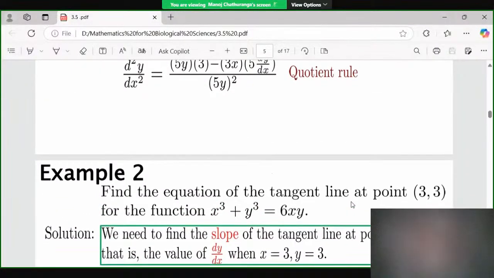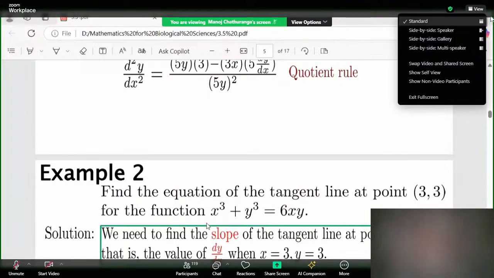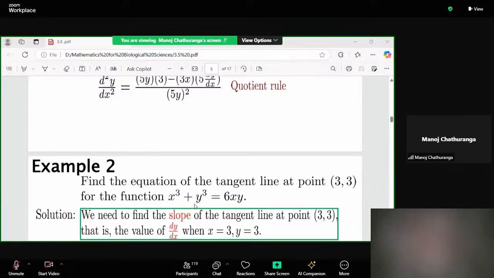Okay, I really like this exercise. This is example number 2. Can you quickly solve this problem? Find the equation of the tangent line at the point (3, 3) for the implicit function. There's a typo; it must be corrected to implicit function. x cubed plus y cubed equals 6xy.